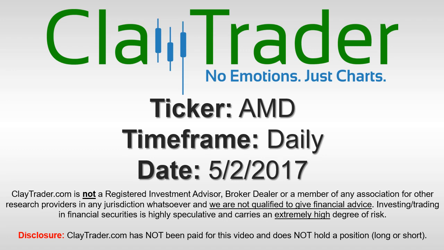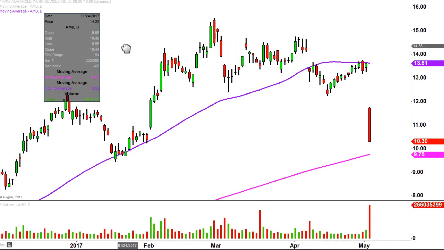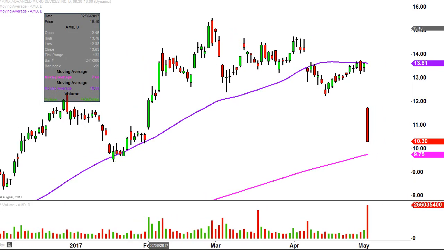Clay Trader, and this will be a video chart on ticker symbol AMD. We will take a look at the daily time frame. I've done this one many times before, but want to get it updated here after a pretty crazy day.